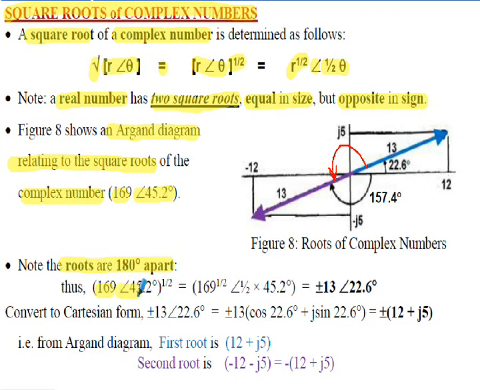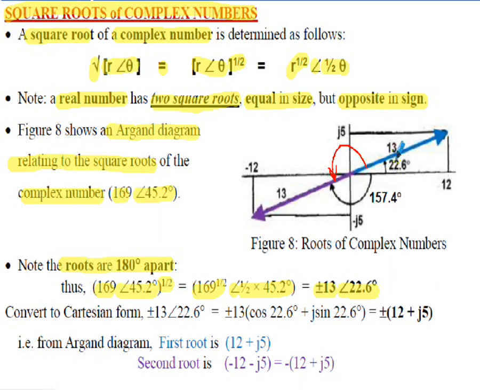169 argument 45.2 degrees, all raised to the power of a half, can be written using DeMoivre's theorem as 169 to the power of a half, argument a half multiplied by 45.2 degrees. So 169 square rooted is plus or minus 13, and a half multiplied by 45.2 degrees is argument 22.6 degrees. So there are two solutions stated in polar form.